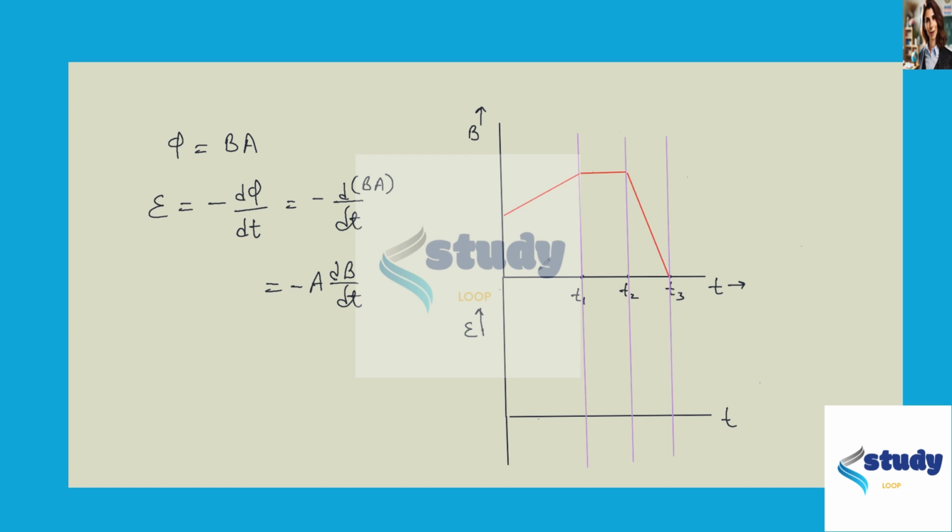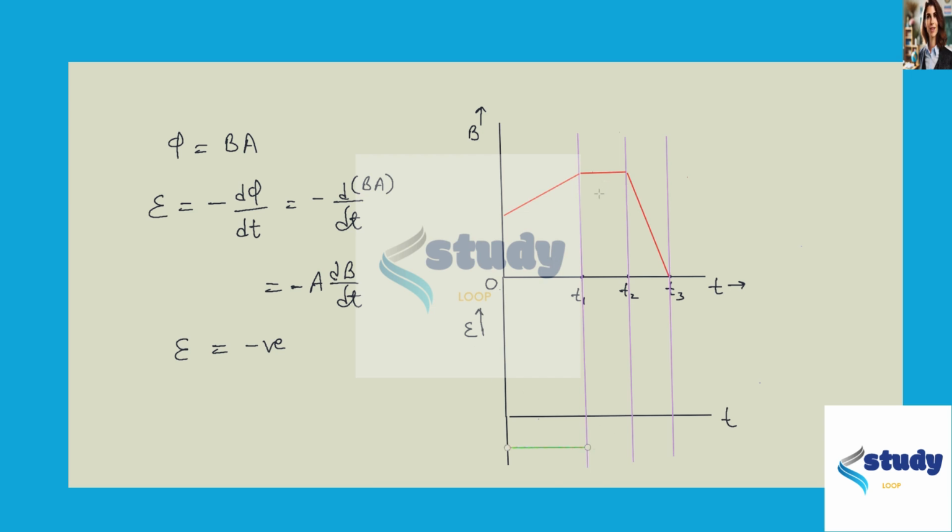Hence, in the first part from the origin to t1, as the slope is positive, the EMF will be having a negative value because of this negative sign, and it will be constant because the slope is constant. So the value of this EMF induced will be like this. This is, suppose, the value of the EMF induced.